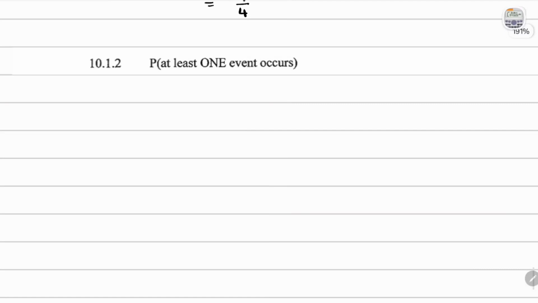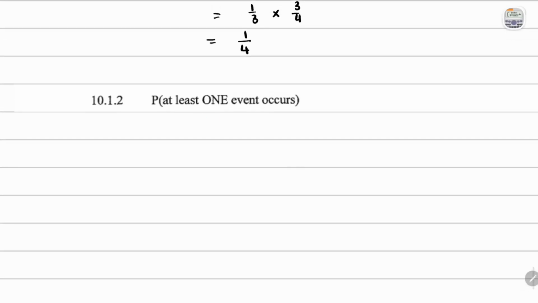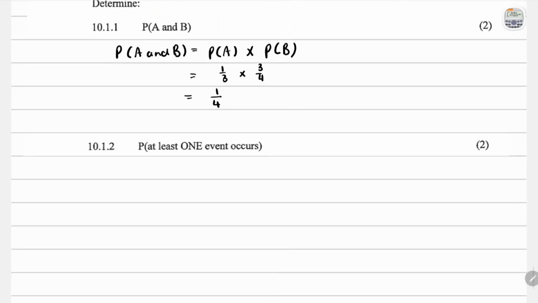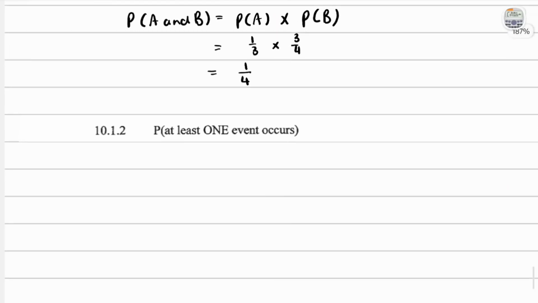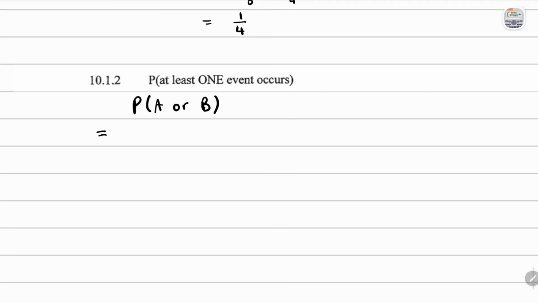Question 10.1.2 says, we need to determine the probability that at least one event occurs, at least one. So we only have 2 events here. And they say the probability that at least one occurs. To interpret this, this really just means that either A could occur or B could occur. And that's really what they want. They want the probability of A or B. So this is what we have to find.